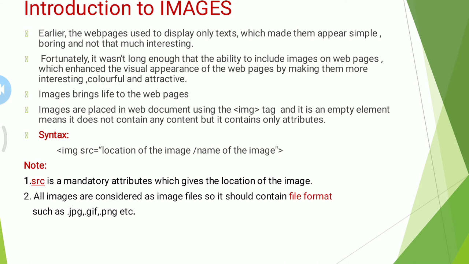So here the important point is, if you want to include images on the browser window, what tag will we use? img. And what is the mandatory attribute? Source. What is the use of that attribute? It gives the location of the image to the browser.